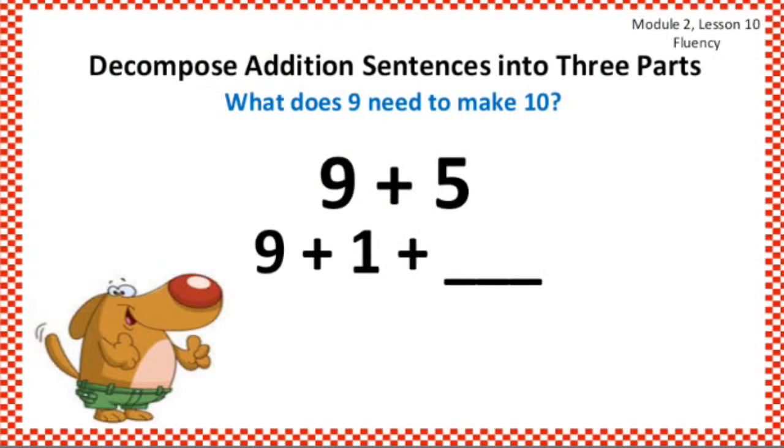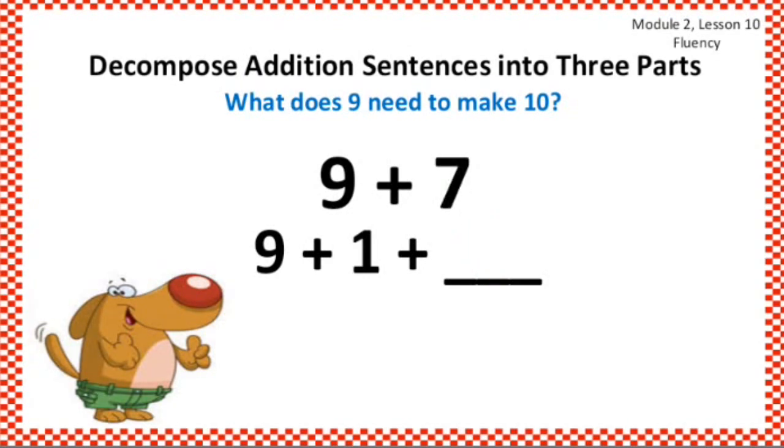Wow, that was fun. Now, we are going to decompose addition sentences into 3 parts. What does 9 need to make 10? 1. 9 needs 1 to make 10. So, I have 9 plus 5. I'm breaking my 5 into 2 parts, using 1 as the first part. So, 9 plus 1 plus what will be left in the 5? That will be 4. Very good. Because 1 and 4 makes 5. You see that? So I have 9 plus 1 plus 4. That's my 3-part addition sentence.